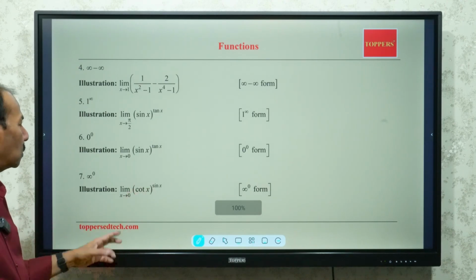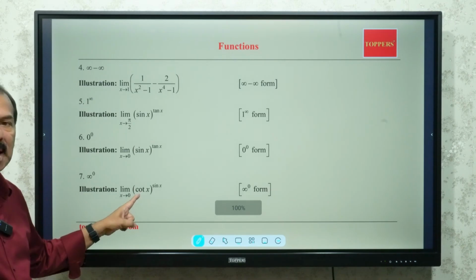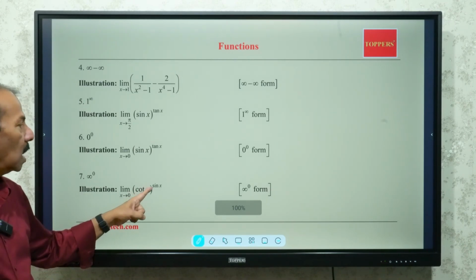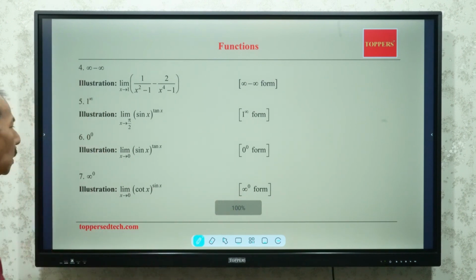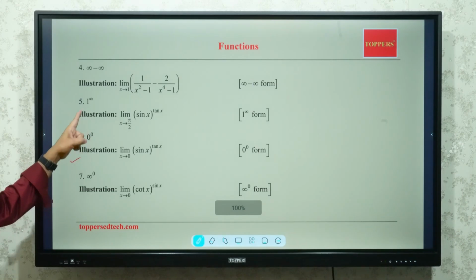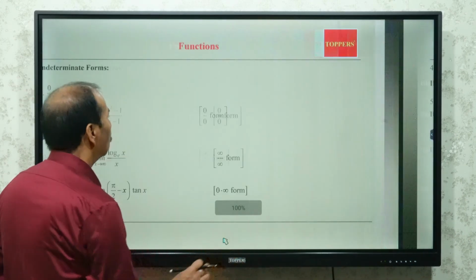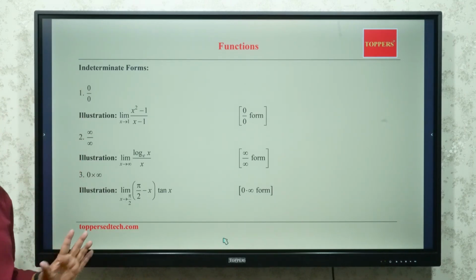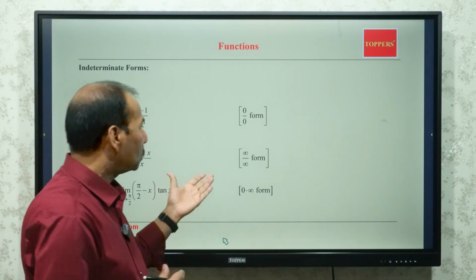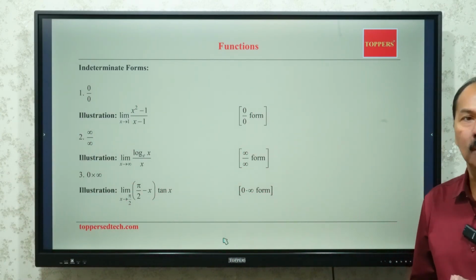Cot x to the power sin x, again, when x tends to 0, cot x is infinity and sin x is 0, so it becomes infinity to the power 0. So these are the 7 forms: infinity to the power 0, 0 to the power 0, 1 to the power infinity, infinity minus infinity, 0 by 0, infinity by infinity, 0 into infinity. These are the various forms as far as the indeterminacy of functions is concerned at particular points.